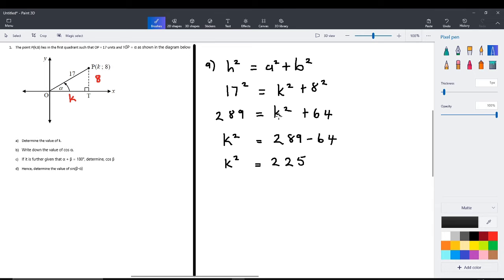To find k, we're going to find the square root of the left and right, and because this is a square root, it means we're going to have two possible values, which will be plus or minus the square root of 225. And this is equal to plus or minus 15 units. Because we've been told that this is in the first quadrant, it means we're going to disregard the negative 15. So therefore, K is equal to 15, a positive 15 units.